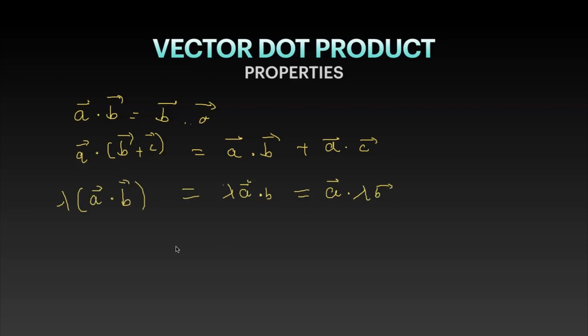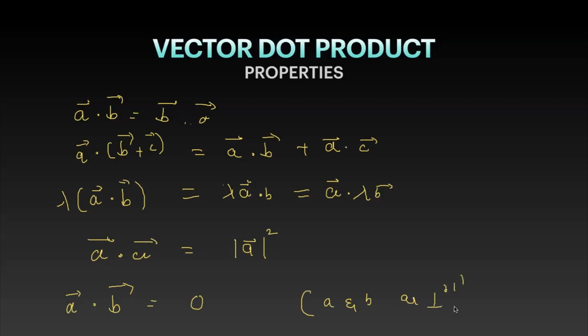And if you dot a vector A with itself, you get the magnitude of that vector squared. And if you have two perpendicular vectors, let us say A and B, then the dot product is 0. If A vector and B vector are perpendicular, the dot product is 0.